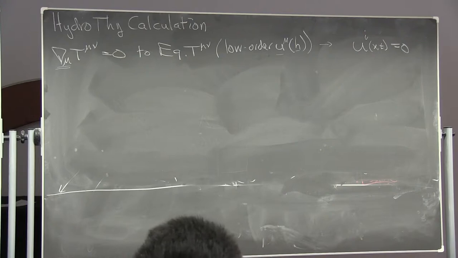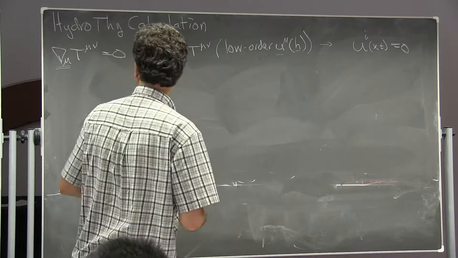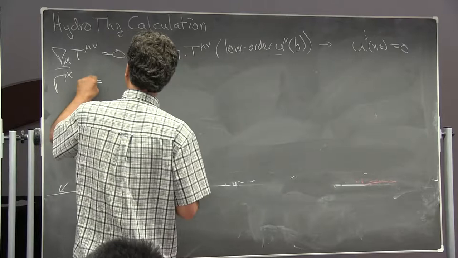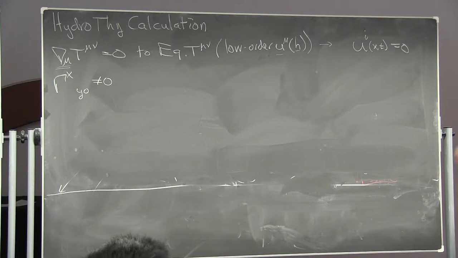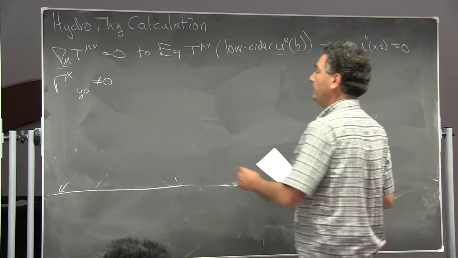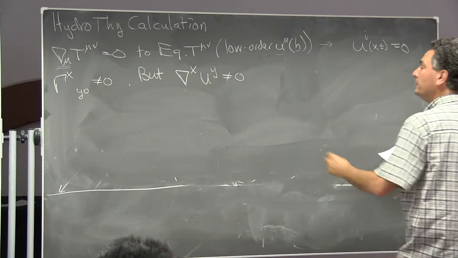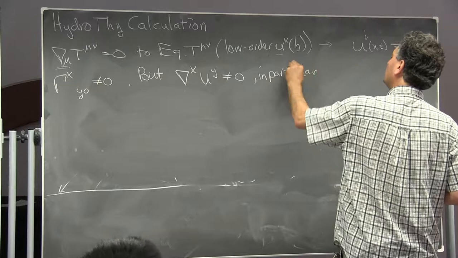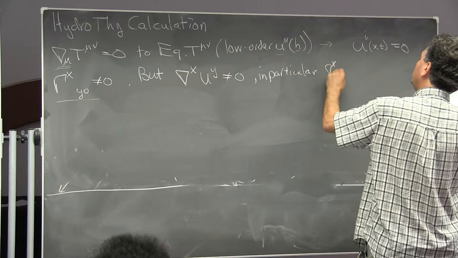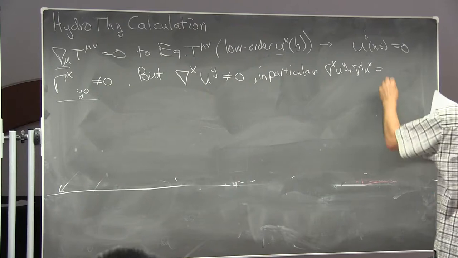Okay, however, note the Christoffel symbols, for instance this one, are not zero. And so despite ux, uy, uz all being zero, I nevertheless have that the covariant gradient of uy is not zero. In particular, because of this Christoffel symbol, grad x uy plus grad y ux is the time derivative of hxy.